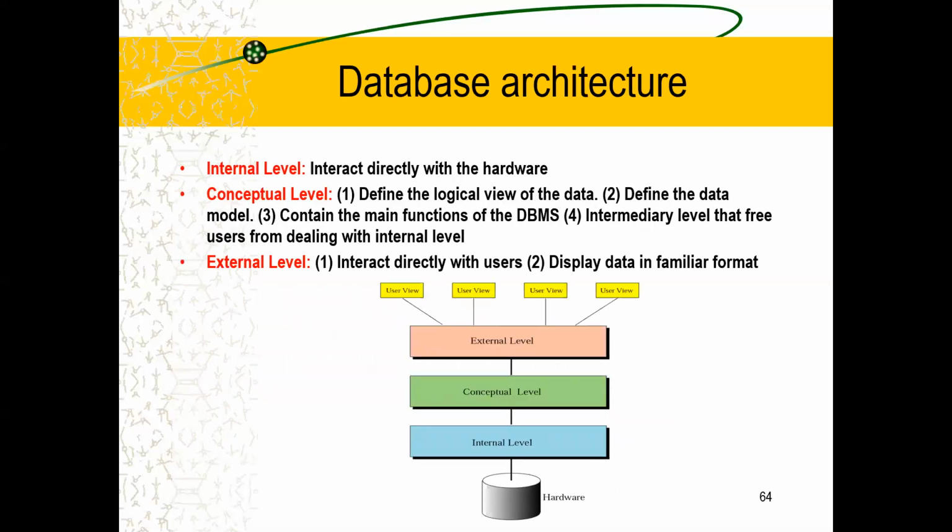Now, database architecture is divided into three layers: internal level, conceptual level, and external level. You can see here, this is the hardware. The internal level interacts directly with the hardware, and the conceptual level defines the logical view of the data, defines the data model, and contains the main functions of the DBMS.